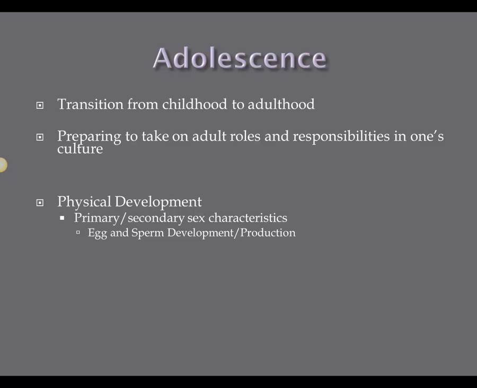Sperm development happens pretty quick. That's why when we hear stories of 12-year-olds getting women pregnant, it's completely feasible. And unfortunately, it's completely feasible that young girls can also get pregnant at that age. It's very individually dependent.